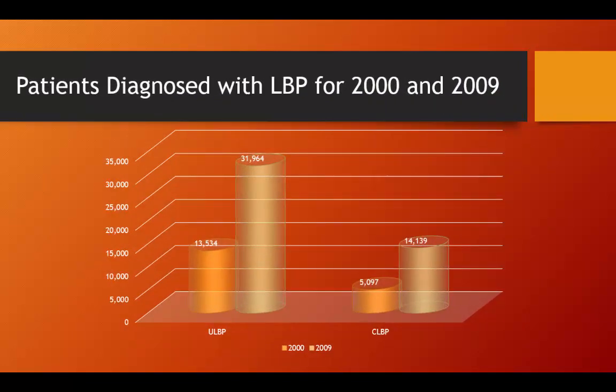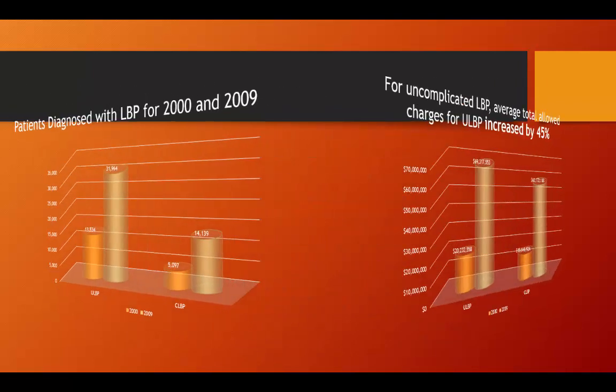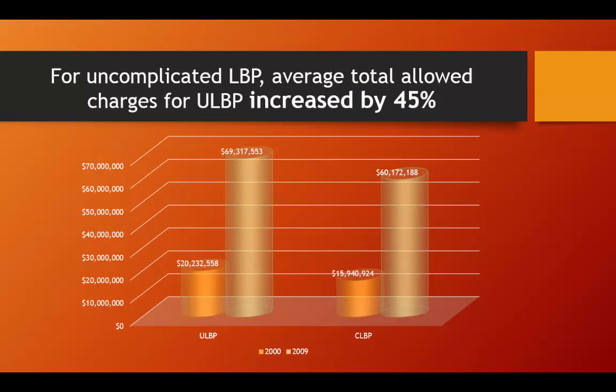For uncomplicated low back pain, the number of patients increased 138% from 2000 to 2009. And for complicated low back pain, the number of patients increased 177% from 2000 to 2009. For uncomplicated low back pain, total allowed charges increased by 45%. MD only, DC only, and MD DC care were consistently the less expensive patterns of care.